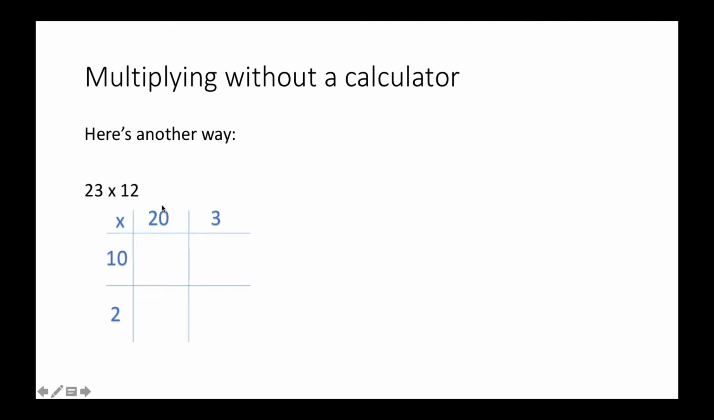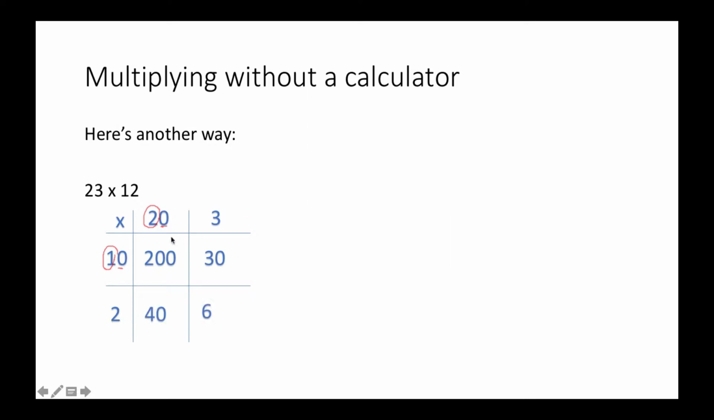Now, 10 times 20 is quite easy because we can just do 1 times 2, which is 2, and then we just add on the 2 zeros. So 1 times 2 is 2, and then we need to put in 2 zeros, okay? And then we'll do 10 times 3. Well, 10 times 3 is quite easy, but if you weren't sure, we can do 1 times 3, which is 3, and then add the 0. But 3 tens is 30. Here, 2 times 20, well, 2 20s are 40, and 2 times 3 is 6.